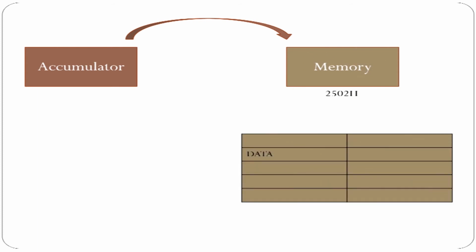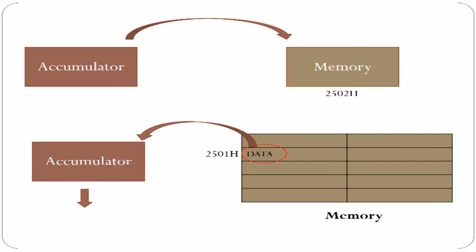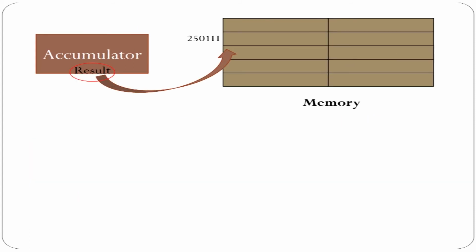First step is to load the data from memory address given by the instruction, that is 2501H. LDA is a mnemonic used to load the data in accumulator, which is a processor register. Here, 2501H is the address of operand. Next step is to store the result from accumulator to memory address 2502H.